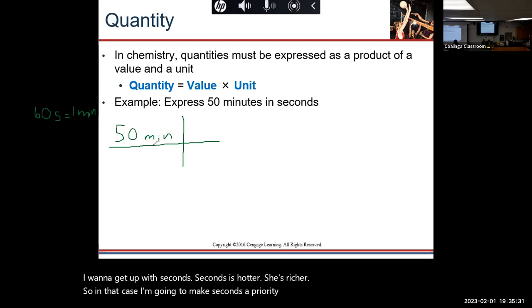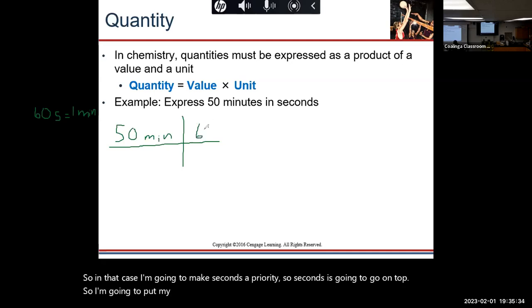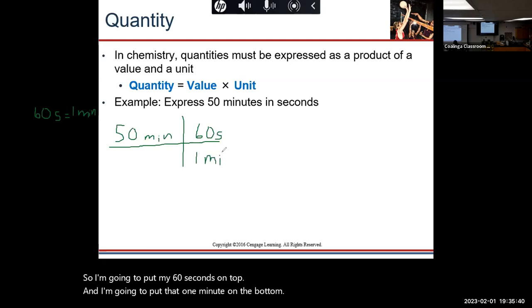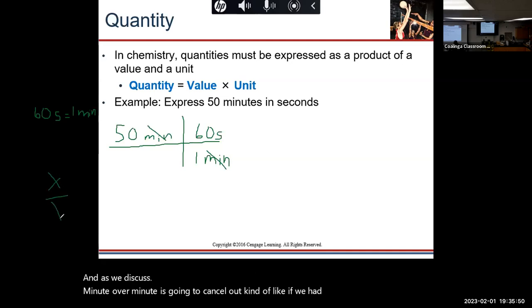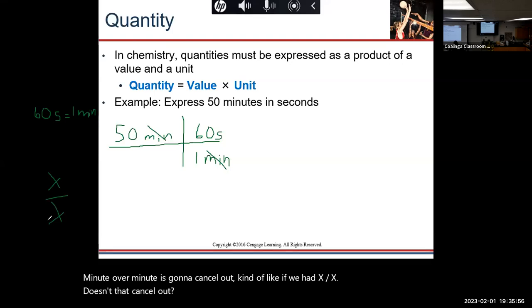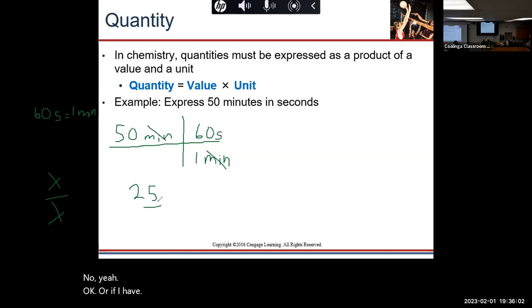So seconds is going to go on top. So I'm going to put my 60 seconds on top, and I'm going to put that 1 minute on the bottom. And as we discussed, minute over minute is going to cancel out, kind of like if we had X over X. Doesn't that cancel out? Or if I have 25 over 25, right? Doesn't that cancel out? So then the units that we're going to be left with is just seconds.